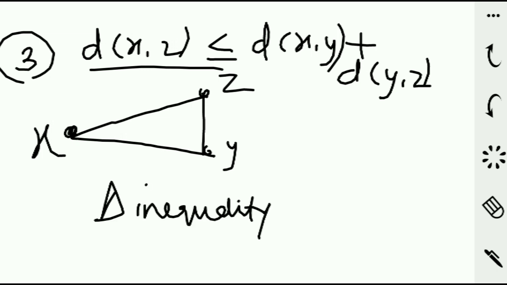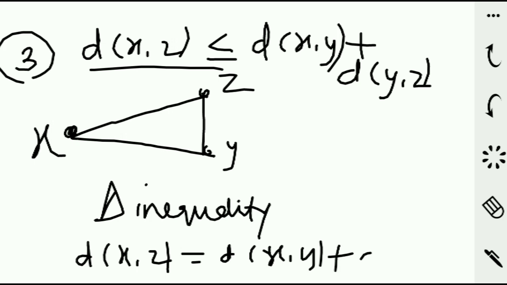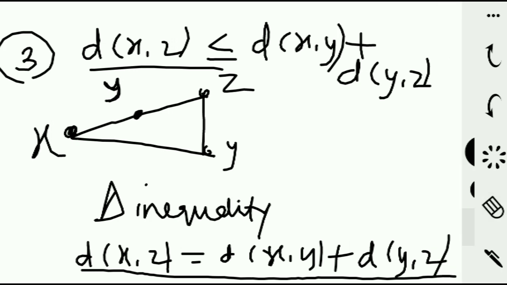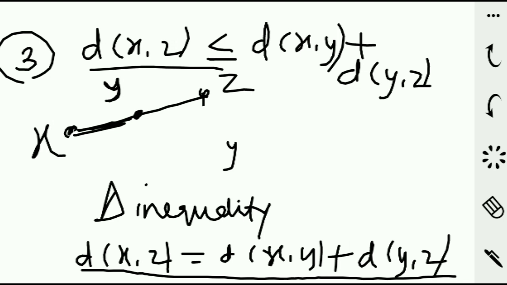The distance between x, z will be equal to the distance between x, y plus the distance between y, z when the point Y lies on this line. When Y lies on this line, the distance between x, z equals the distance between x, y plus the distance between y, z. You can imagine it here and see that xy plus yz is equal to xz. So these were the three properties that D should satisfy.